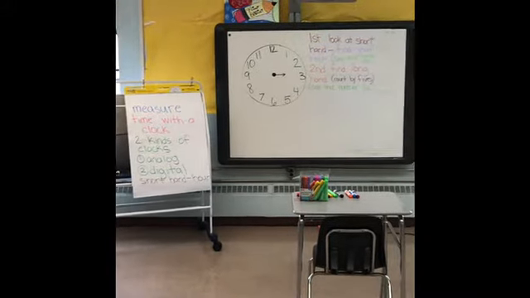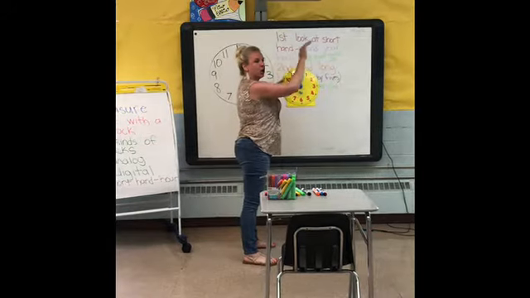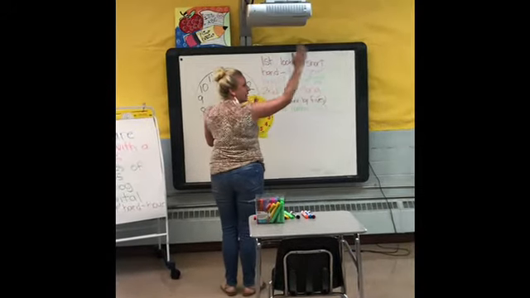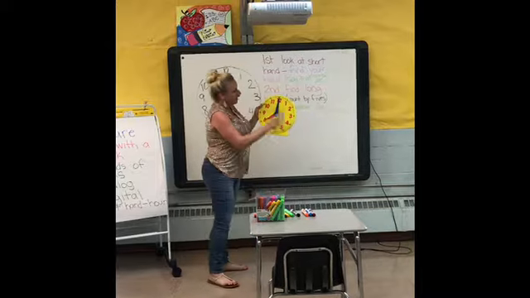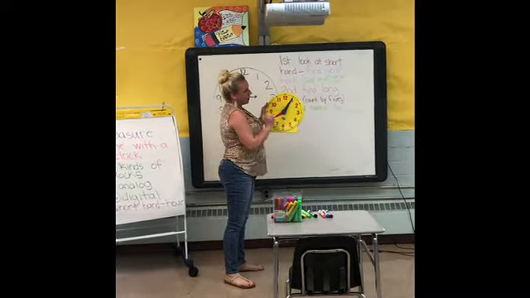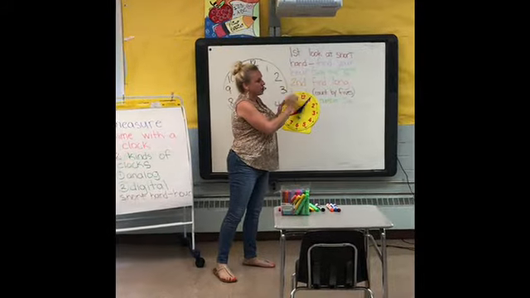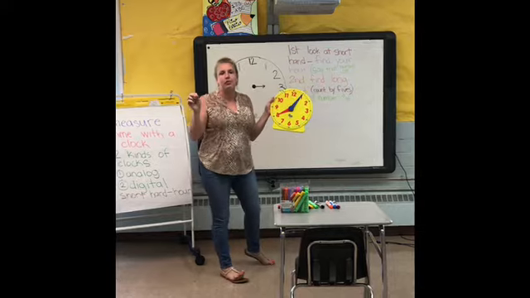Now, our long hand moves clockwise. And we talked about that means to the right, okay? So as the long hand moves over, we start counting by fives. So when our long hand is on the 1, we count by 5. So I'm going to tell you why we do that, okay?